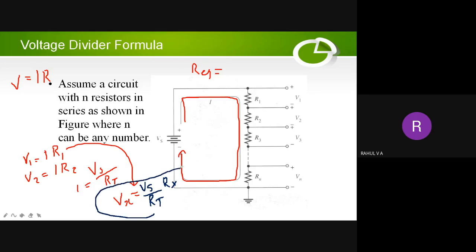So this is the voltage divider formula. Suppose I want to find V1: V1 is equal to Vs divided by RT into R1. If I want to find V2, it is Vs divided by RT into R2. So the voltage divider formula is nothing but the total voltage divided by total resistance, into the resistance across which you want to find the voltage. So this is the formula.